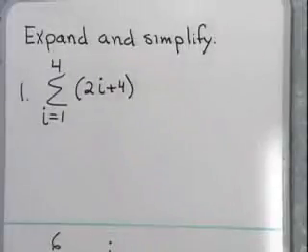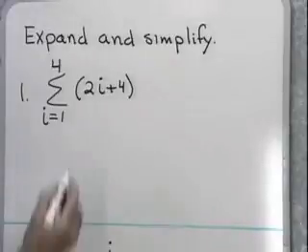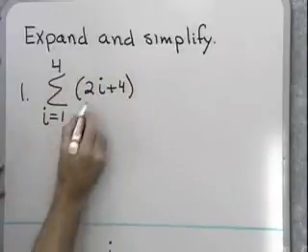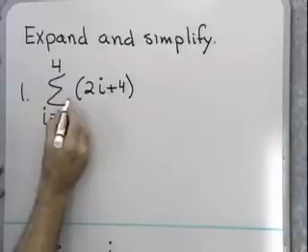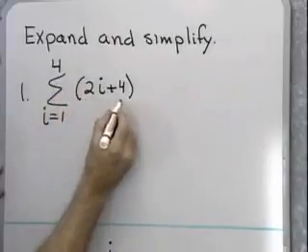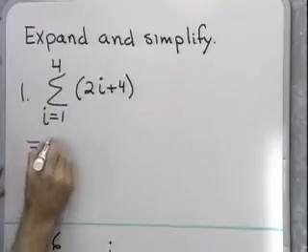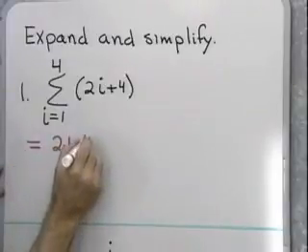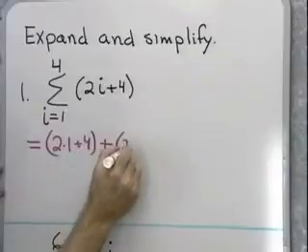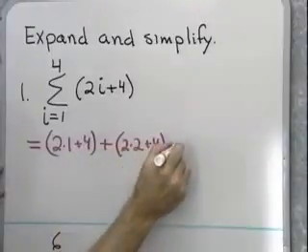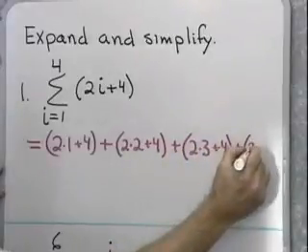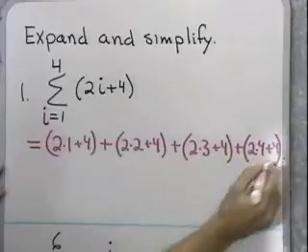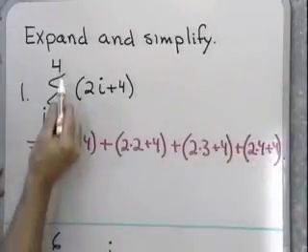It says expand and simplify. And all we want to do here is get used to this notation, this summation notation. So what this notation right here means is to take all the things that look like this, starting with i equal 1, going to i equal 2, i equal 3, and i equal 4, and adding each of these things. So what it looks like then is this: 2 times 1 plus 4, plus 2 times 2 plus 4, plus 2 times 3 plus 4, plus 2 times 4 plus 4. So I use all the integers in order, starting with 1 and ending at 4.